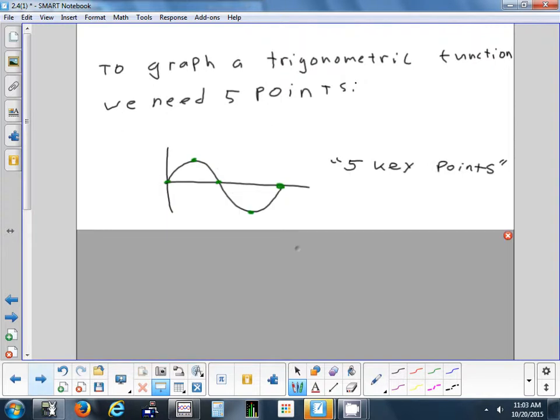Anytime we graph a trig function, I'm going to ask you to find what's called the 5 critical points, or the 5 important points, 5 key points. For sine, it's where it starts, where it stops, the highest, the lowest, and then right in the middle. If you can find those 5 points, it gives you a pretty good picture of what your curve looks like. It's a little more complicated than graphing a line. With a line, you'd only need 2 points. With this kind of curve, you need 5 at a minimum to get a good sketch.